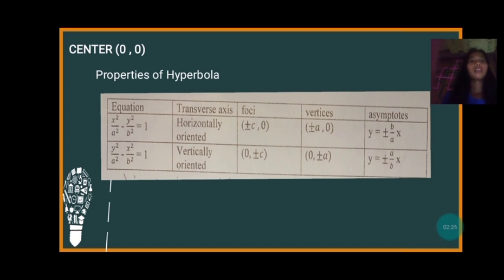Then if your transverse axis is vertically oriented, the equation of your hyperbola is y squared over a squared minus x squared over b squared equals 1. Your foci are (0, positive or negative c), your vertices are (0, positive or negative a), and your asymptotes are y equals positive or negative a over b times x.